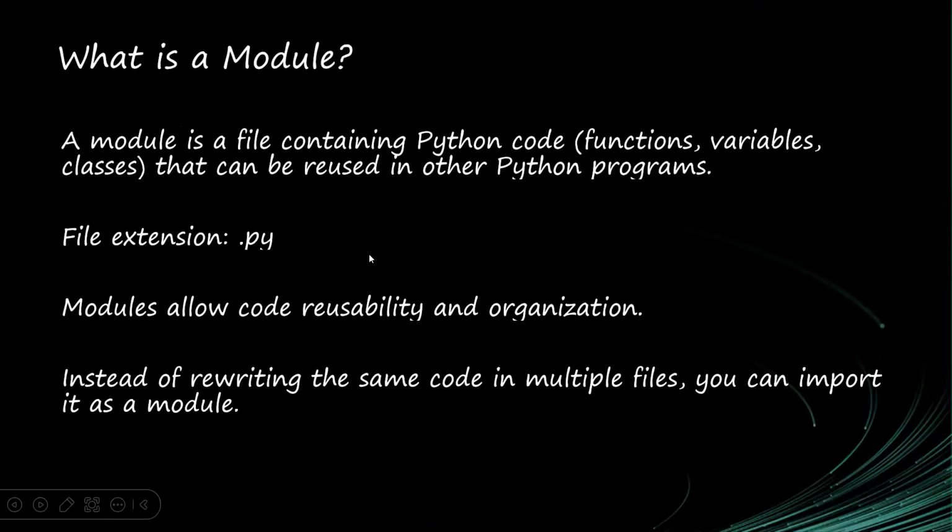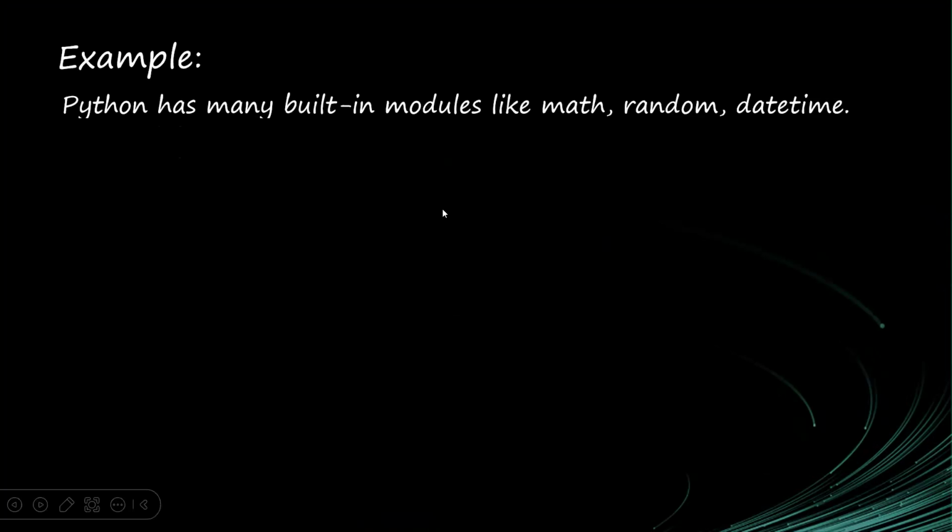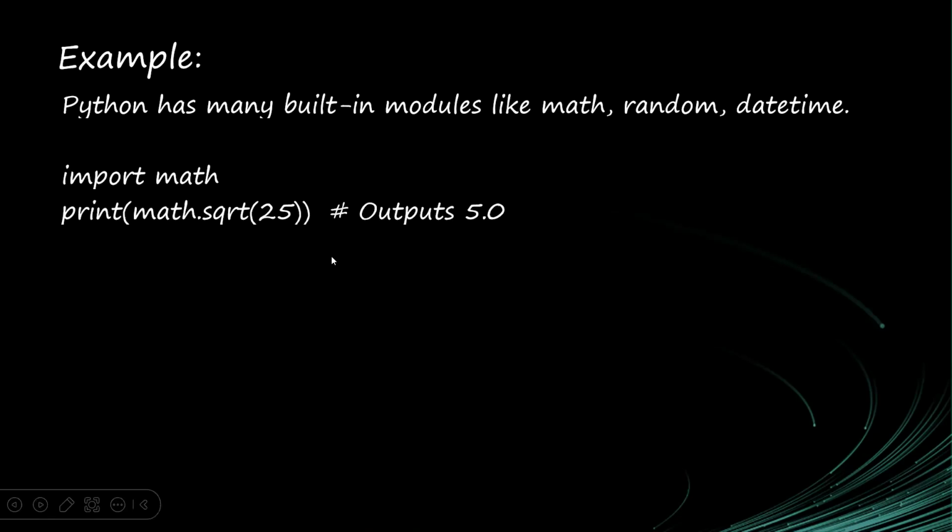So you can have variables, functions, and classes in a separate file, and you can reuse them in other Python programs. Python also has many built-in modules like the math module, the random module, and the datetime module. I believe you have seen the math module. I believe you have also seen the random module, where we use it to generate random numbers. All the functions and variables that are necessary to make the random module work are inside the random module. So here we can import math and make use of any function in math.